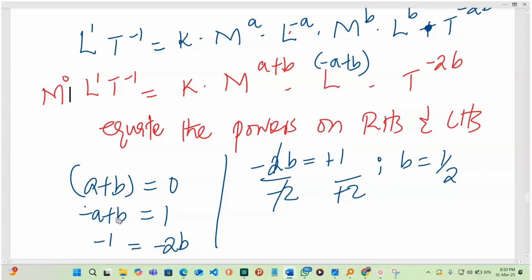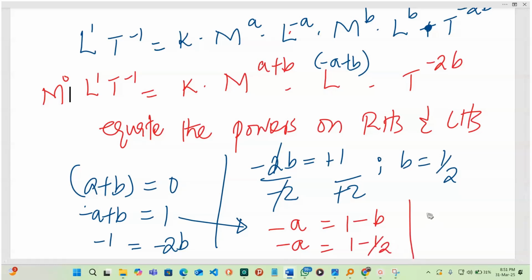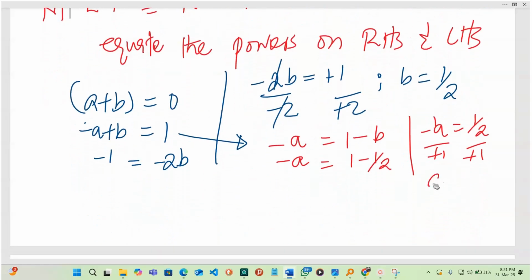Next is to calculate A. From here, I can say that negative A will equal 1 minus B. So negative A will equal 1 minus a half, which is a half. So I divide both sides by negative 1, and therefore you will see that A is equal to negative a half.